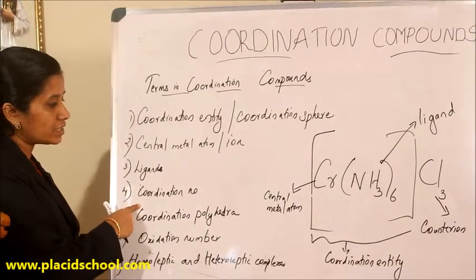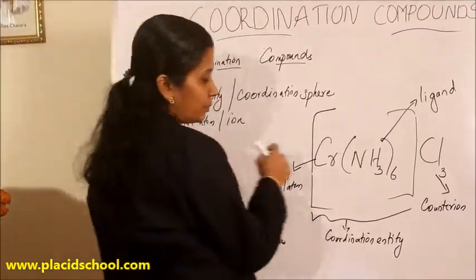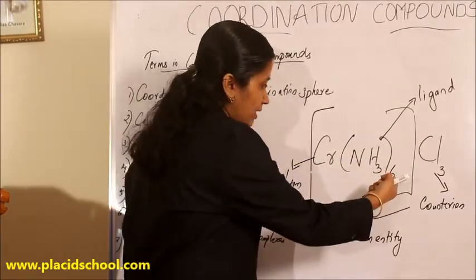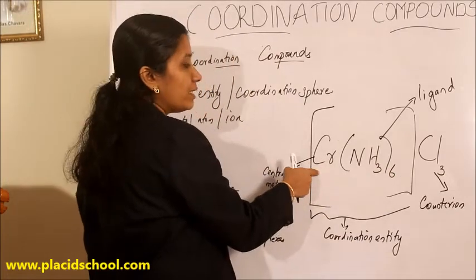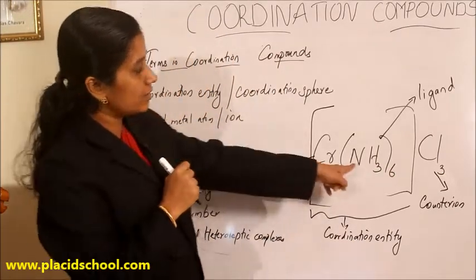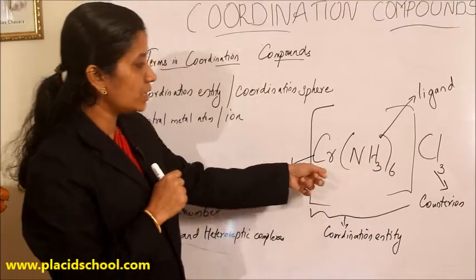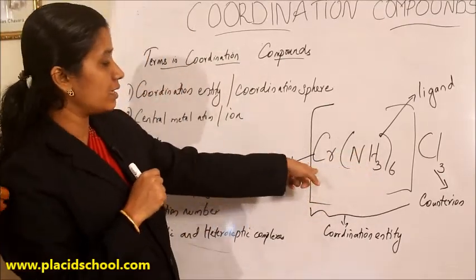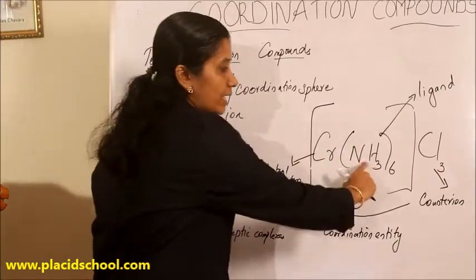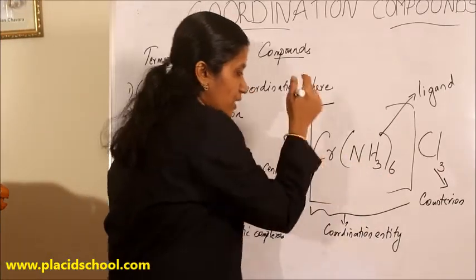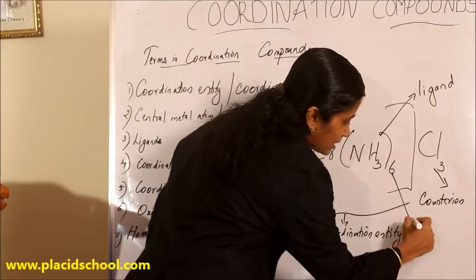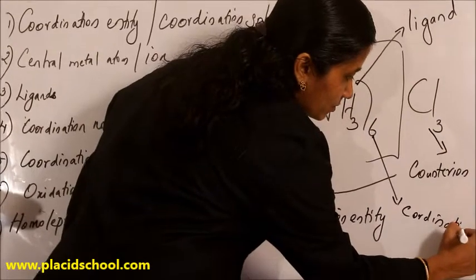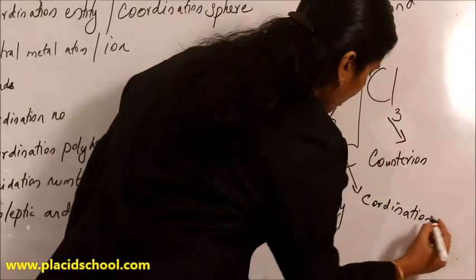Fourth one, coordination number. Coordination number means the number of ligand donor atoms directly attached to the central metal atom. Here 6 NH3 groups are attached to this chromium, and the coordination number of this central metal atom is 6, because 6 NH3 groups are attached to this chromium. So this 6 is the coordination number for this particular coordination compound.